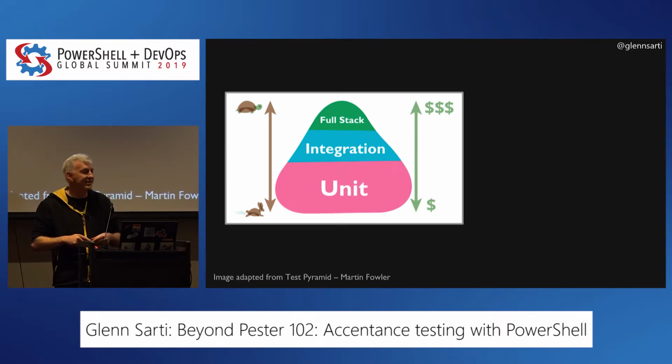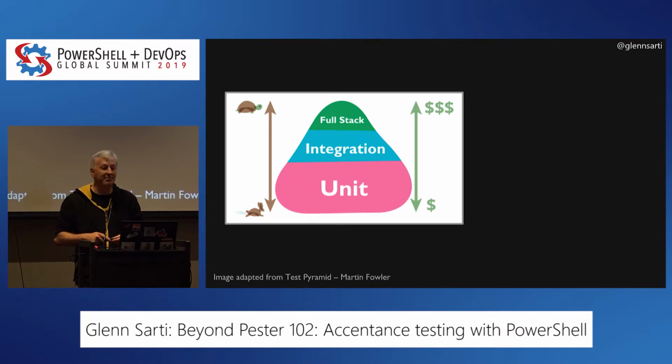So unit tests right down the bottom in pink are fast and cheap to run. Integration tests in the middle are slower and more expensive to maintain. And on the top are our full stack or acceptance tests, and they are the slowest and most expensive to run and maintain. But interestingly, notice how each group gets smaller as we go up the pyramid. So ideally, you should have many unit tests, some integration tests, and very few acceptance tests.